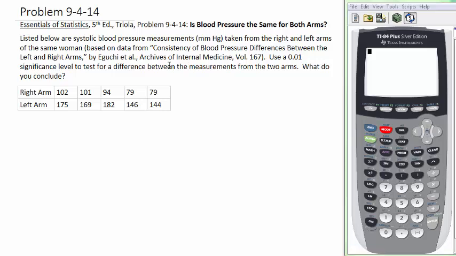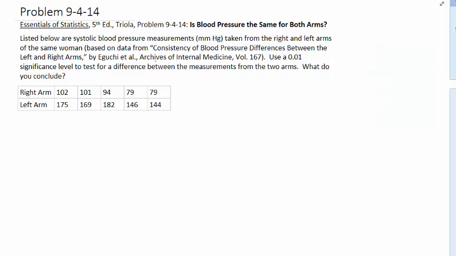Okay, so let's get some information here. We know that we're doing a hypothesis test. We have a test for the difference between them. So we're looking at the claim being the difference between them. Okay, so let's see.